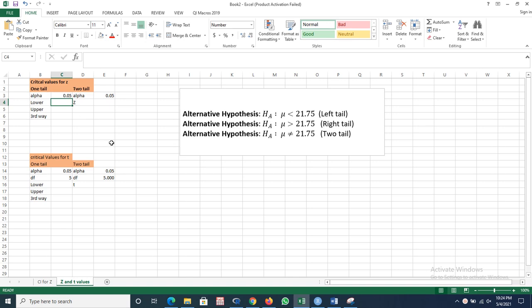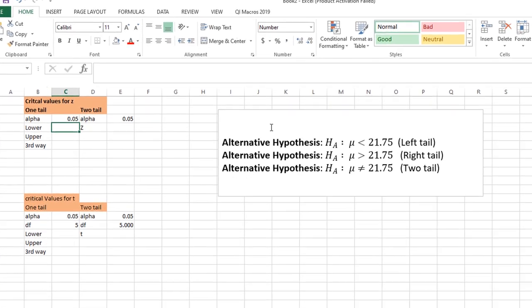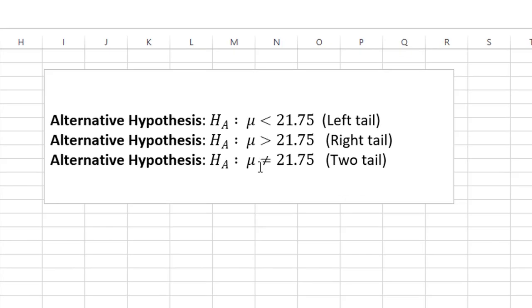Hey guys, in this video I am going to show you how you can calculate critical values for Z and T tests using Excel and RStudio. Here I have placed three types of hypotheses: less than, greater than, and not equal to sign.